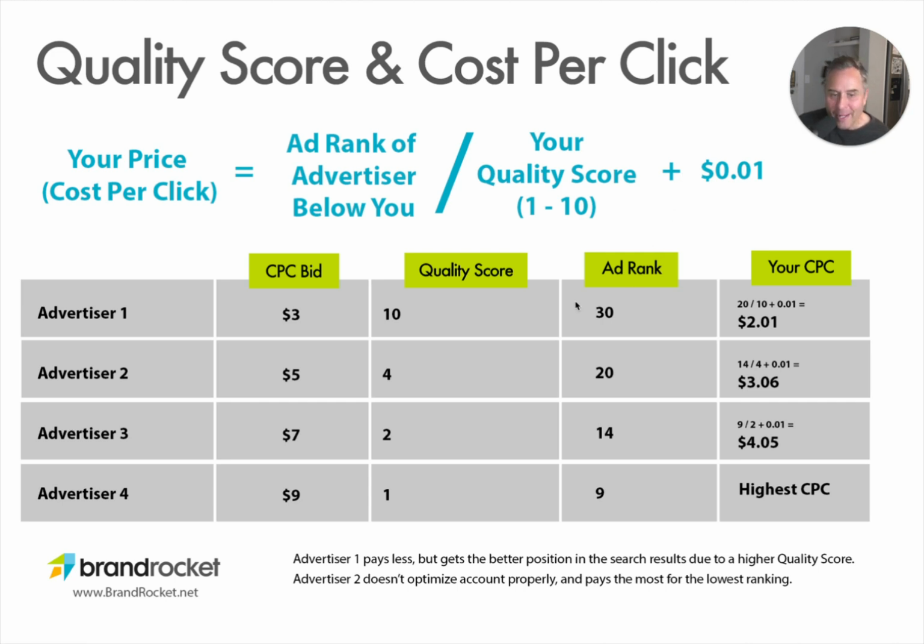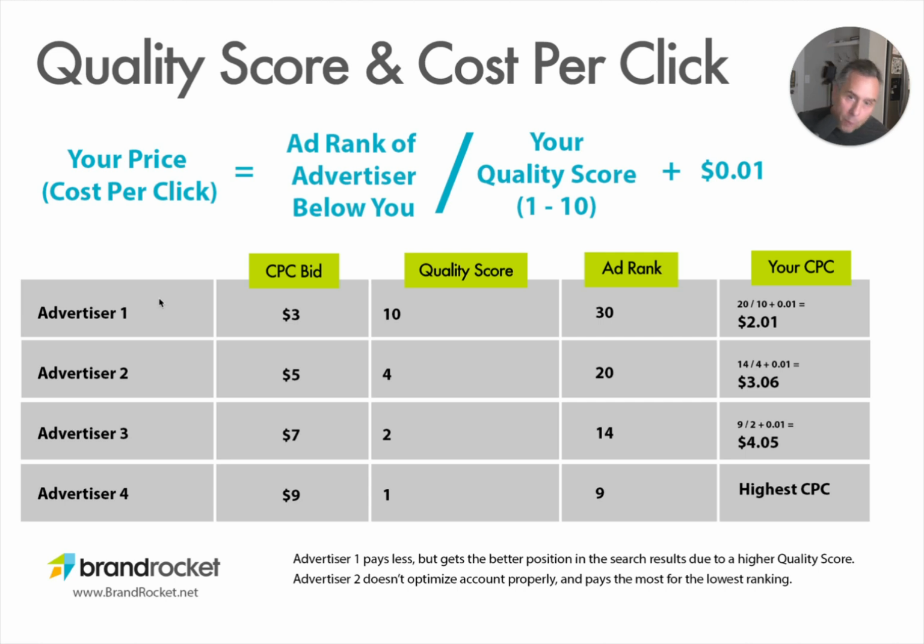So anyway, here's how it actually looks. If somebody did a search, advertiser 1 has a CPC bid of $3. They've nailed their quality score because they hired me. Just kidding, but let's say they went through these videos and nailed their quality score. Their ad rank is 30 as a result. If you plug that into the formula, 20 divided by 10 plus a penny, $2.01. That's what they paid.